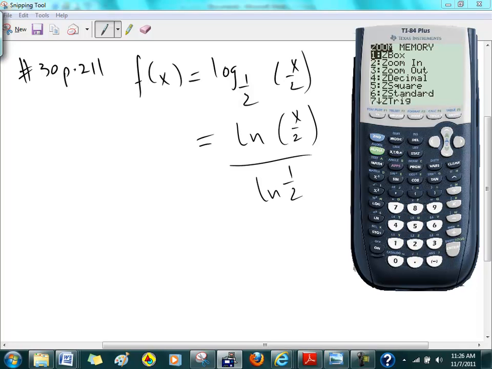Let's go to Zoom Standard, okay, and see what happens with it. So that's what the graph is looking like. Now, does this make sense?